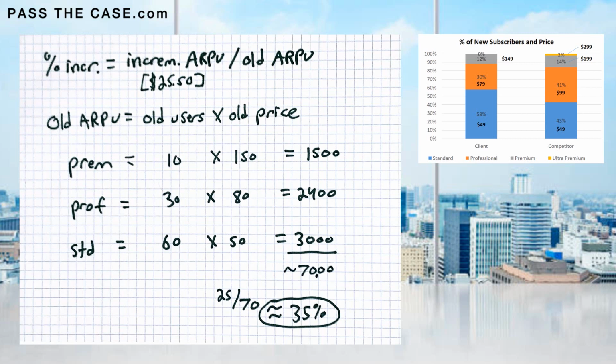For the Professional plan, that's 30 users times 80, which is $2,400. And then for the Standard plan, that's 60 users times $50, which is $3,000. So summing those for roughly $7,000. Which is about 70, so 20 over 70 I know is 28, 30 over 70, 42, so 25 over 70, right in the middle, right? So roughly 35% increase, and that represents a pretty significant increase for a client given that their business model is based on a recurring revenue stream.